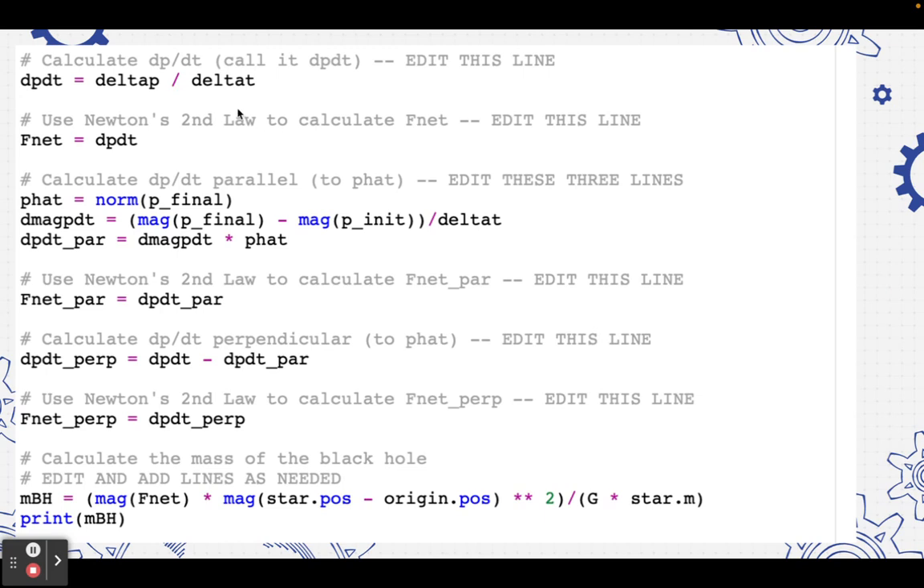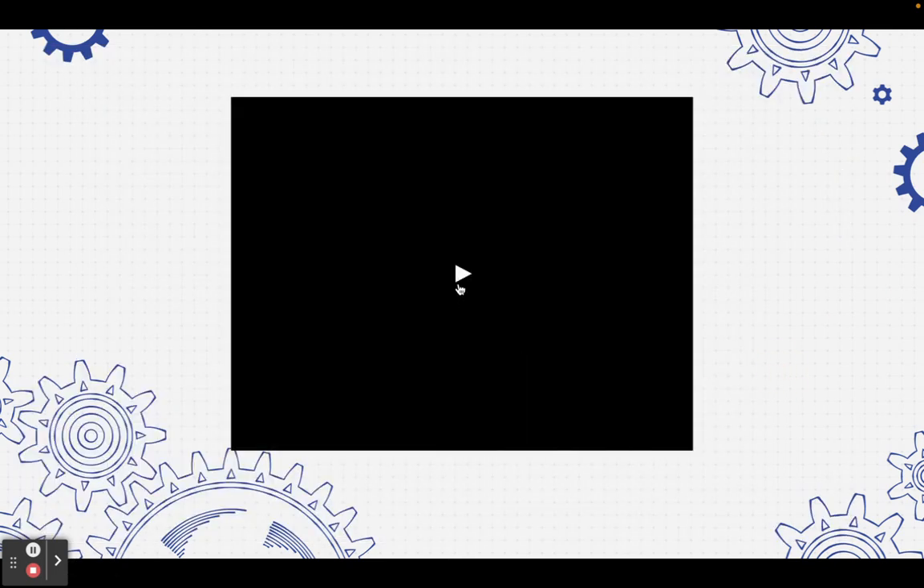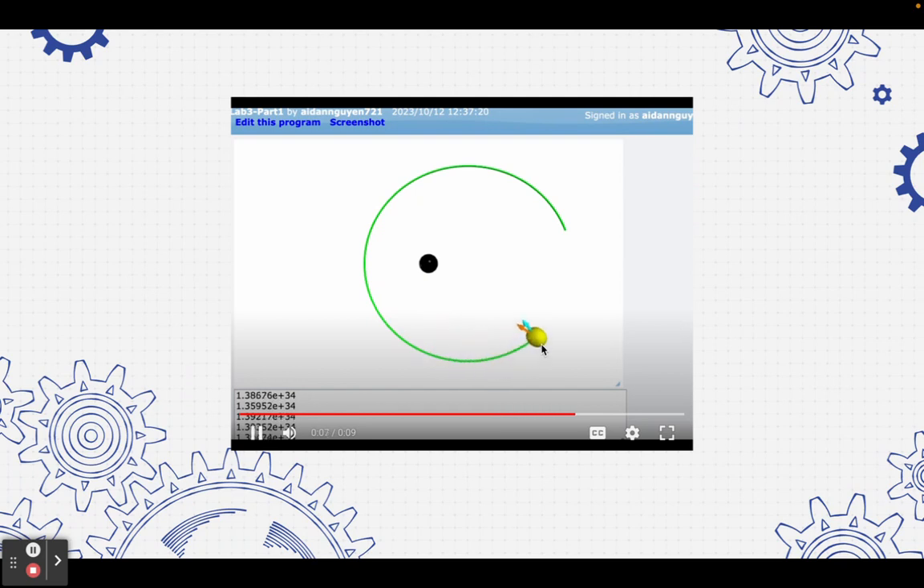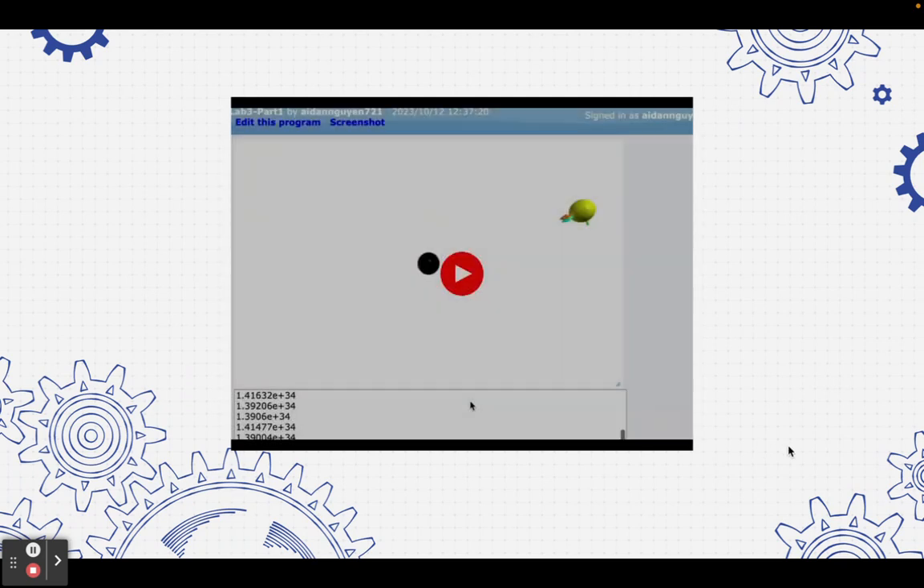So here we calculate the rate of change of momentum so that we can equate it to F net. And using this, we can find the parallel and perpendicular components, which will be helpful in visualizing how the star orbits. And using the formula from before, we can calculate the mass of the black hole using the magnitude of F net. So here we just have the program running, and you can see the perpendicular and parallel components of force here and how that changes as the star orbits.